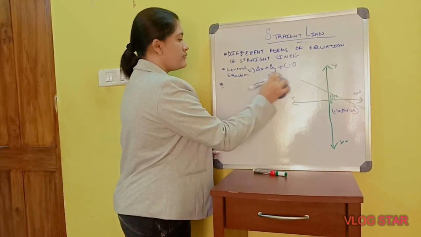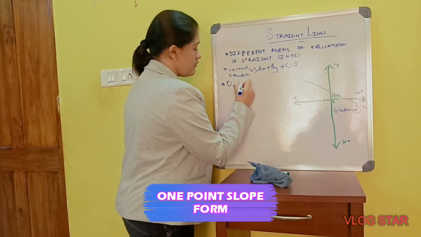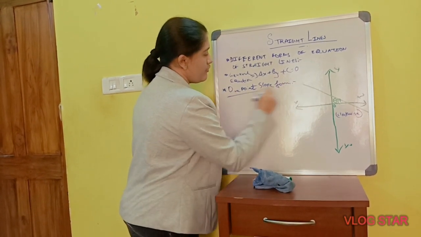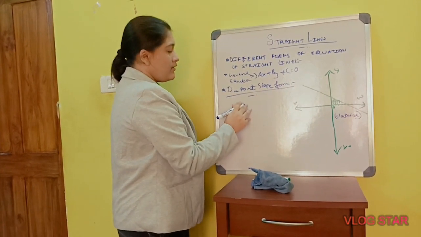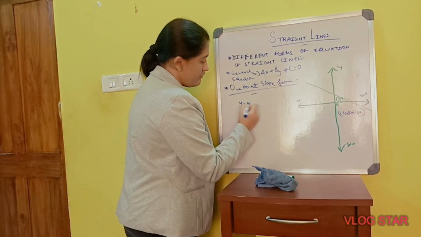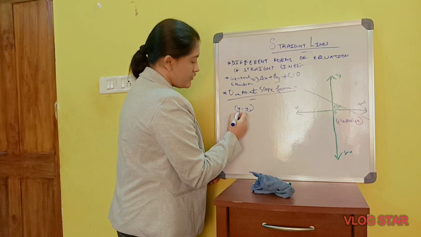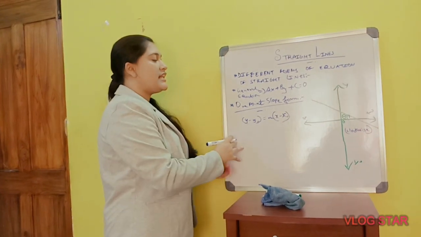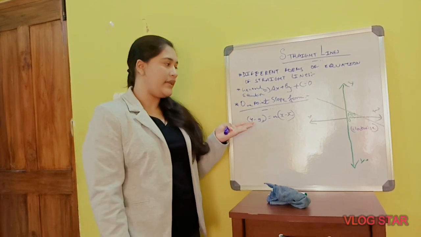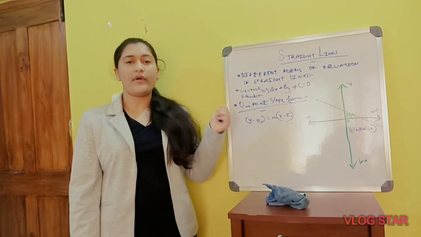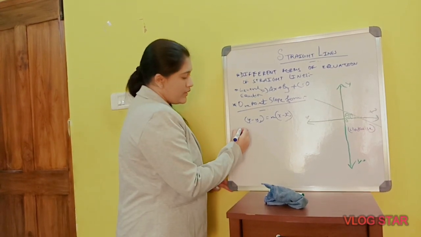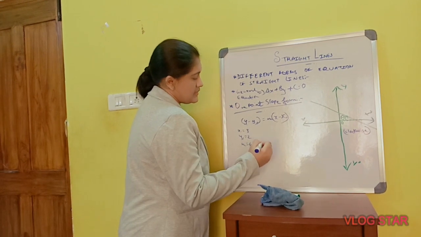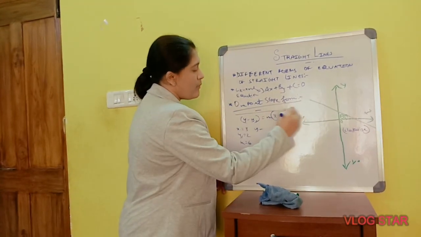Same. Now let us talk about one-point slope form. In one-point slope form, the formula is y minus y1 is equal to m into x minus x1. Here in the question they will give you just one point only, and they will tell you to find the equation of the line using the one-point slope formula itself. So if they give you only one point like x1 is 3, y1 is 2 and m is 6, and you have to find the equation, this is the general formula for the equation.